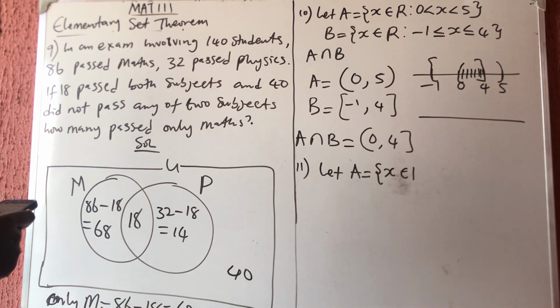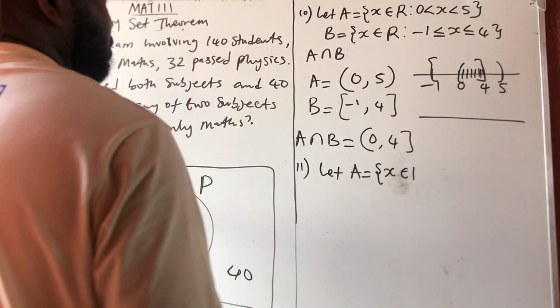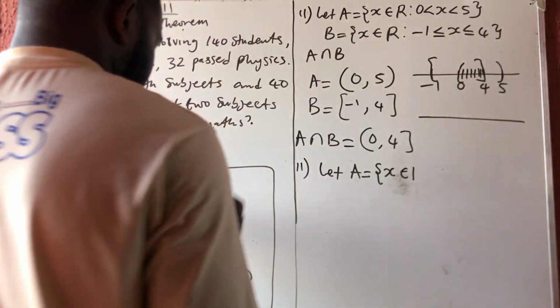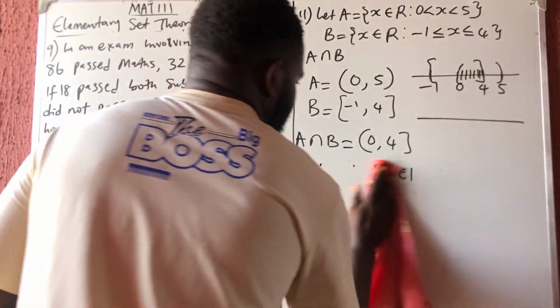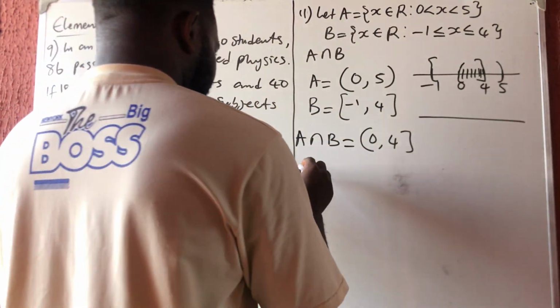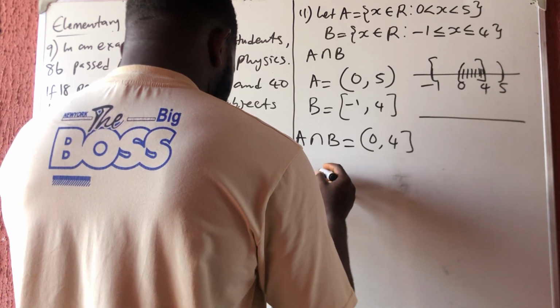Okay, sorry, what I solved is number 11. So let me solve number 10. I solved number 11, so let me solve number 10. For number 10, they say what?